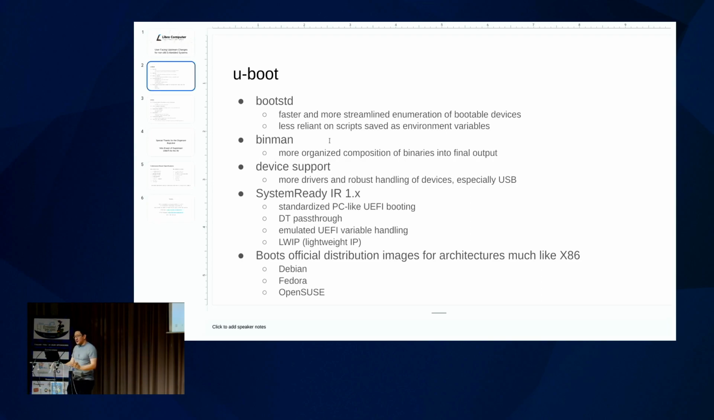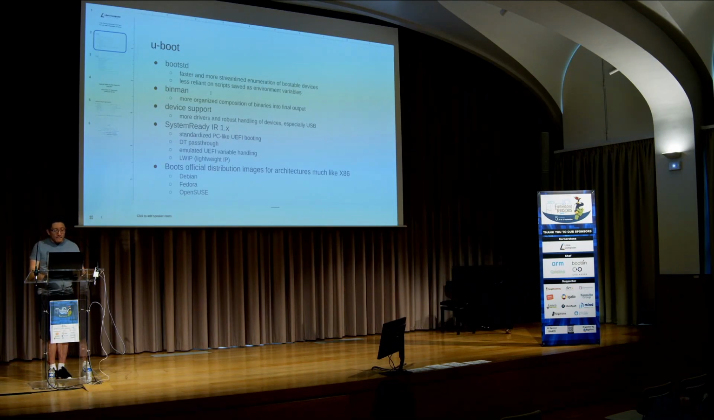You now have standardized PC-like UEFI booting on multiple architectures. You also have the DT pass-through system, where the control FDT is sent into Linux so that you can have one DT across both U-boot and Linux. Also UEFI variable handling, for better and worse, and they also introduced lightweight IP, which means you can have a full IP stack in U-boot to do wget, which is, for better or worse, a big change.